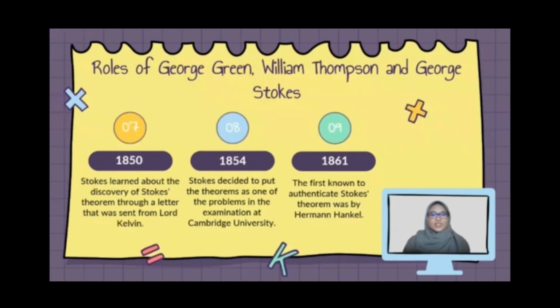In 1850, Stokes learned about the discovery of Stokes' theorem through a letter sent from Lord Kelvin. In 1854, Stokes decided to put the theorem as one of the problems in the examination at Cambridge University. However, it was uncertain whether any of his students ever proved the theorem. But in 1861, the first known proof of Stokes' theorem was by Hermann Hankel. He was the first who provided solid evidence of Stokes' theorem.